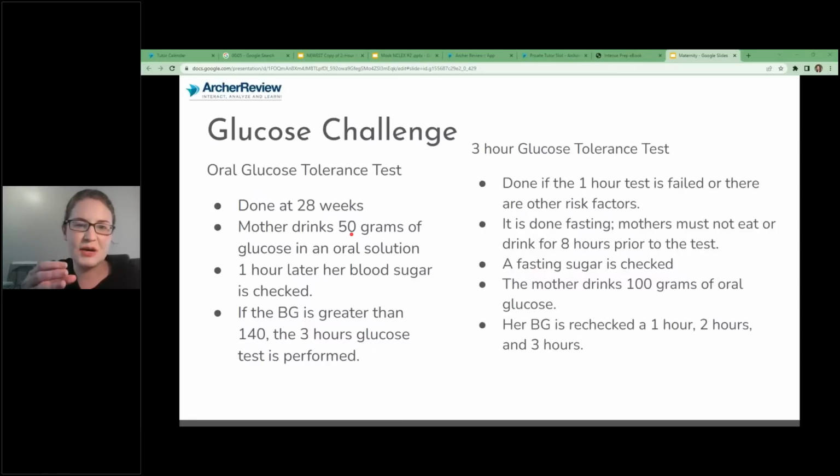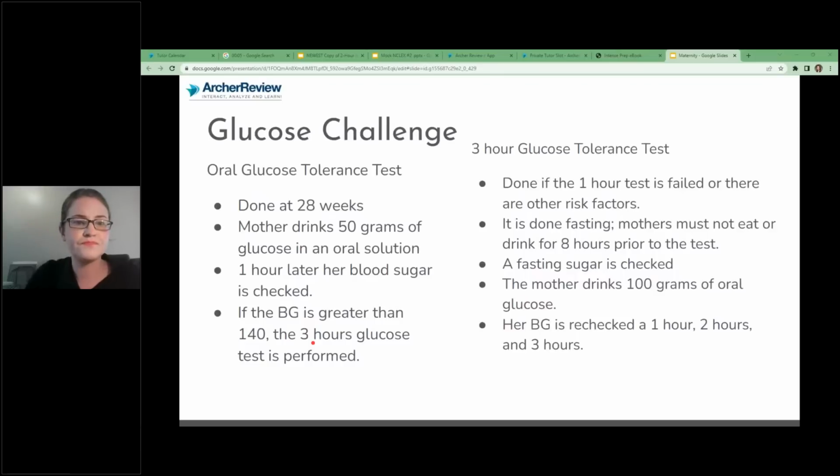I always tell my patients, glug that down as fast as you can, and we're going to have you wait an hour. After that hour, we're going to draw your blood and check your blood glucose level. If your blood glucose level is 140 or higher, you might have gestational diabetes. That means you have to do the 3 hour test. But if your blood glucose level is 139 or lower, you don't have gestational diabetes. You're okay.